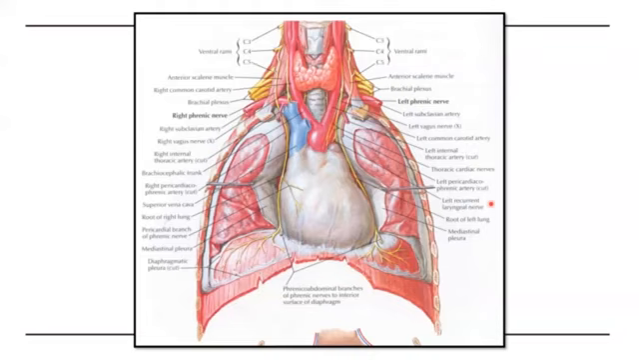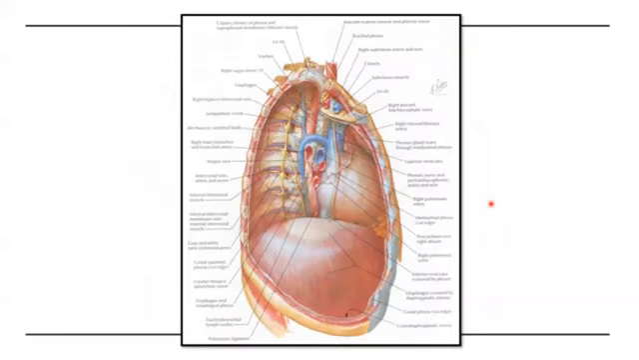Now, as far as the vagus nerve goes, remember our old buddy the vagus, cranial nerve 10. And we're going to talk about him as well, right or left.